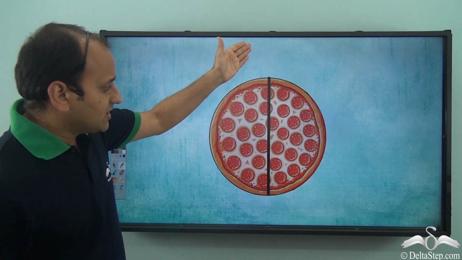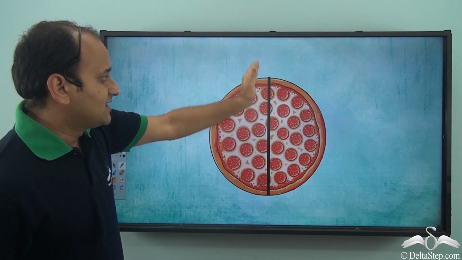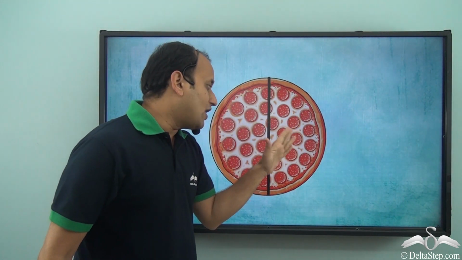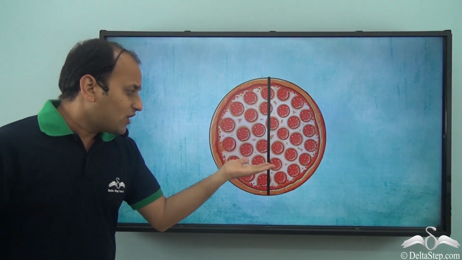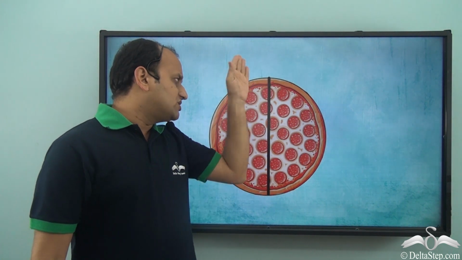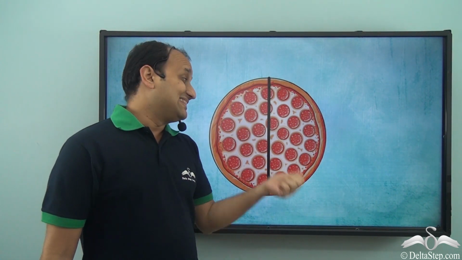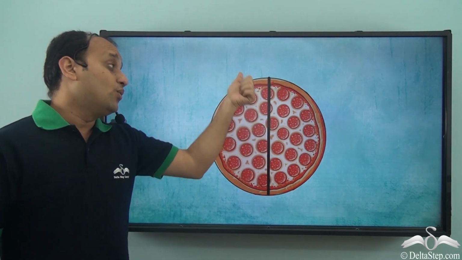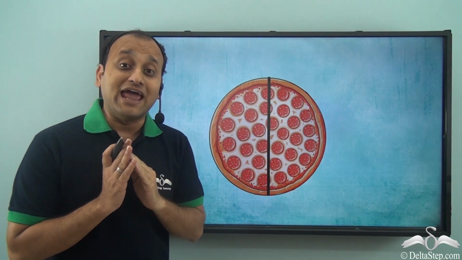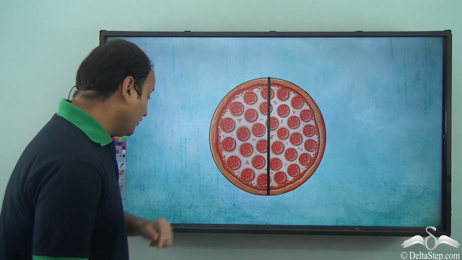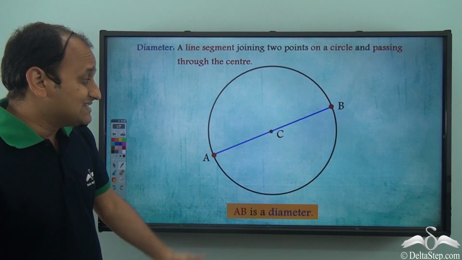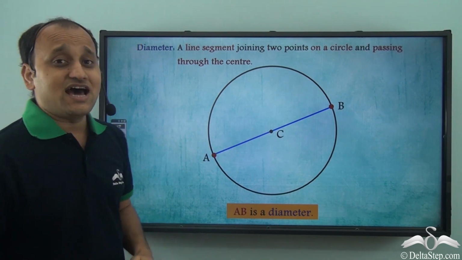Then she cut the pizza along this line. And this time she got exactly two equal halves. So, what was so special about this particular line? Well, this is a very special line which divides any circular object into exactly two equal halves. So, what exactly is it? Well, it's called a diameter.